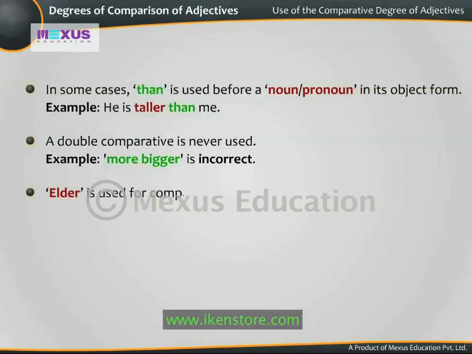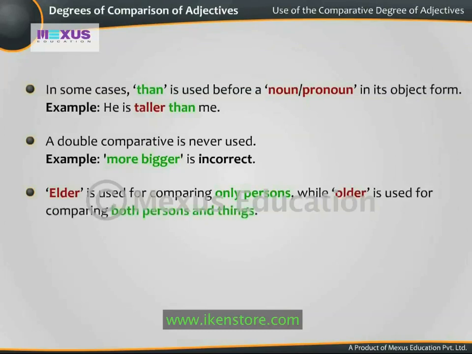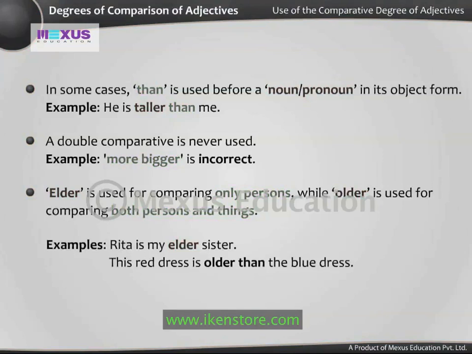Elder is used for comparing only persons, while older is used for comparing both persons and things. Consider the following examples. Rita is my elder sister. Here, the adjective elder is used to compare 2 people. This red dress is older than the blue dress. Here, the adjective older is used to compare two things. I am older than you. Here, the adjective older is used to compare two people.